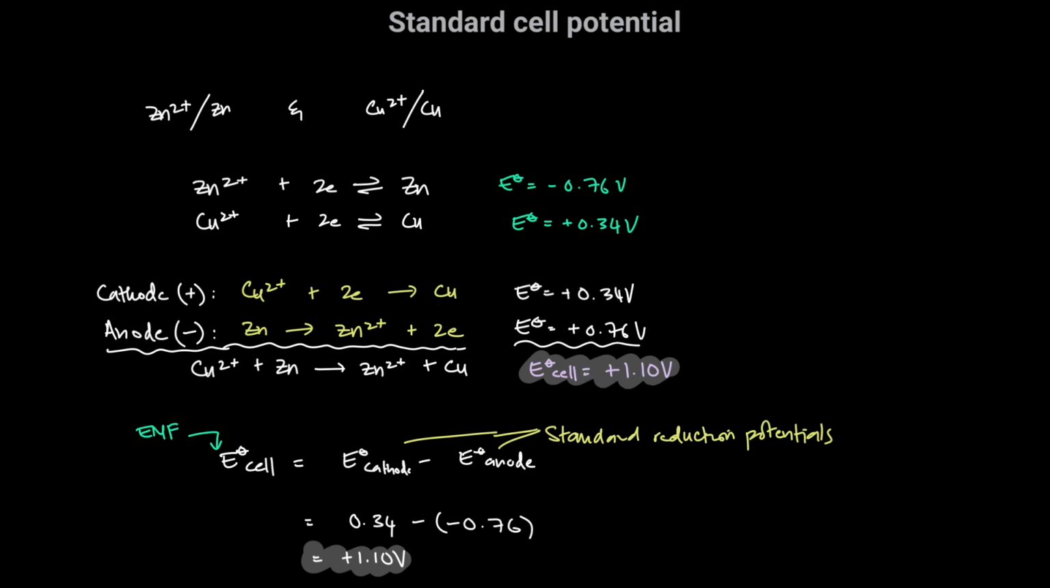So you can just write the two half equations and then just list their potentials and add them up to get the overall EMF of the cell, right? Or you can simply take the standard reduction potentials of the cathode and the anode and take the potential difference. That's how we define the EMF of the cell. It's the potential difference between the cathode and the anode, so simply the standard reduction potential of the cathode minus the standard reduction potential of the anode.